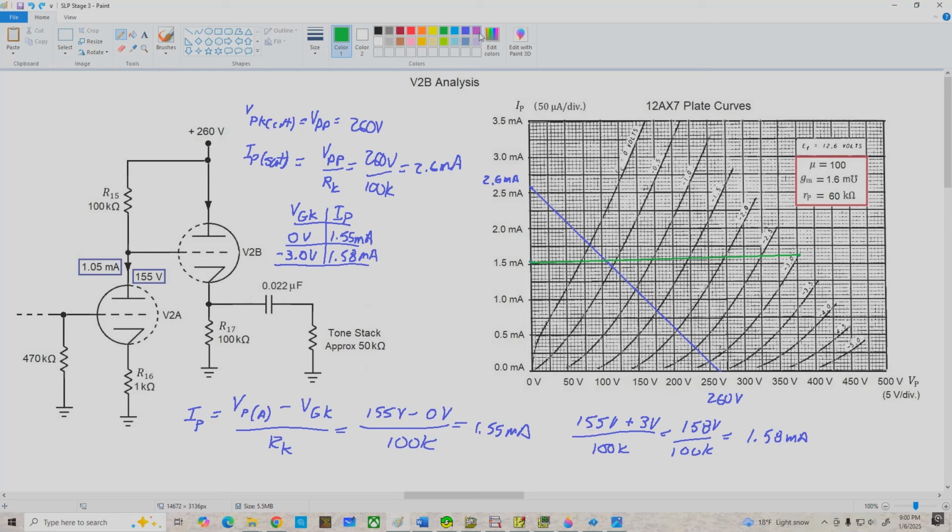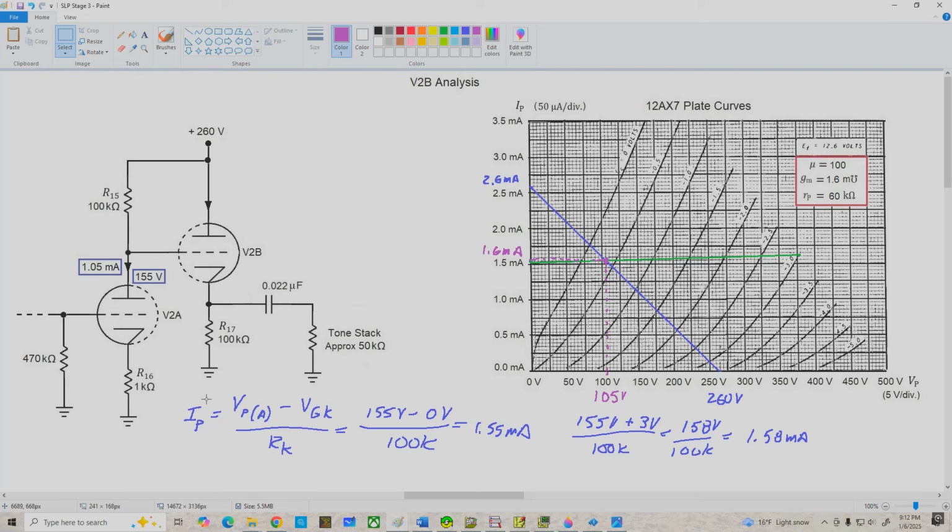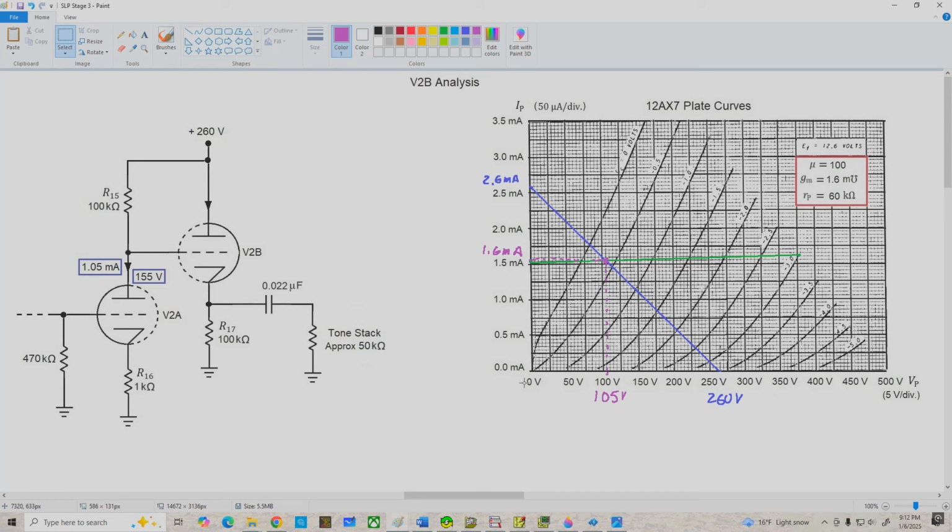All right, so let's switch colors here to purple for some contrast, and let's draw in our Q point. And it looks like our VPK value is about 105 volts, and our IPQ value looks like maybe about 1.6 milliamps. Okay, let's clean up the workspace a little bit here, and then we'll do our AC analysis. So there we go, and that looks pretty good.